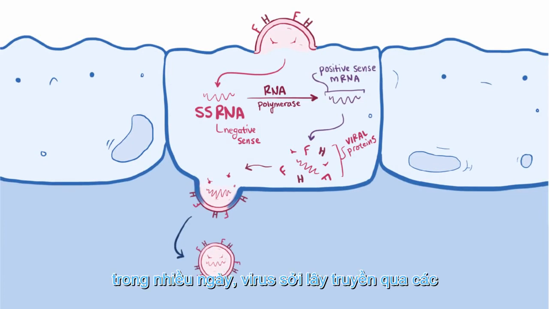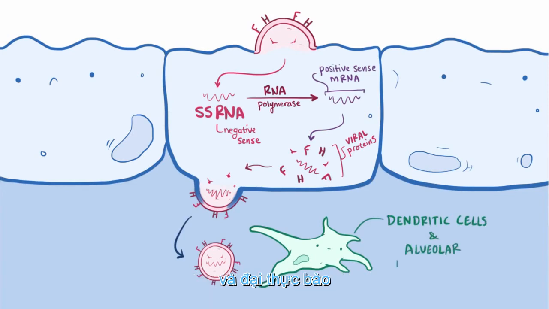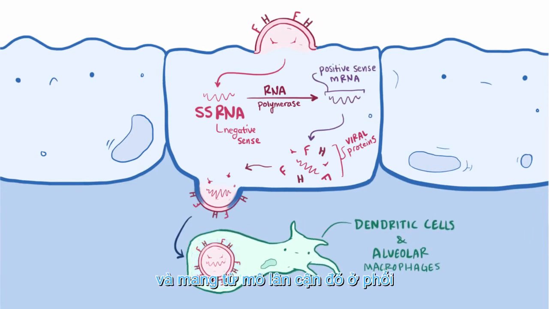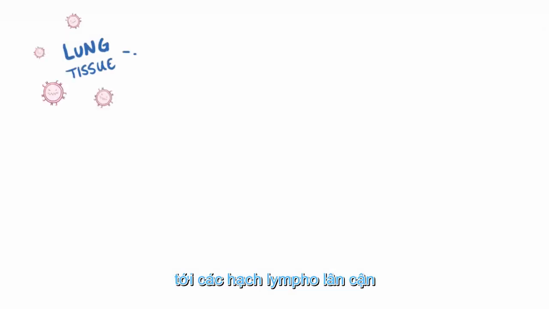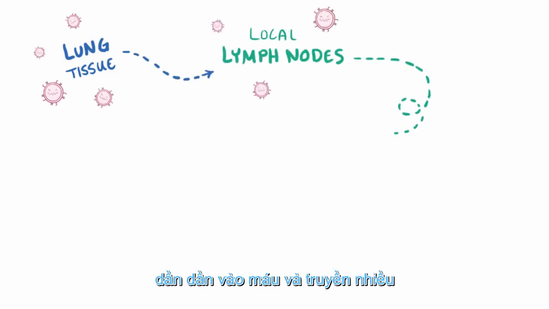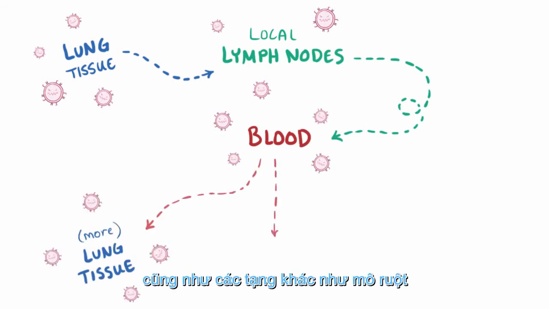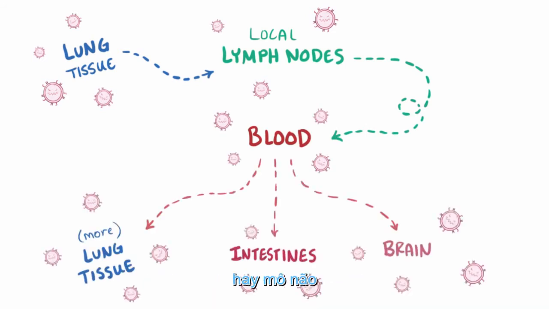Within days, the measles virus spreads through local tissue and is picked up by dendritic cells and alveolar macrophages and carried from that local tissue in the lungs to the local lymph nodes. From there, it continues to spread, eventually getting into the blood and spreading to more lung tissue, as well as other organs like the intestines and the brain.